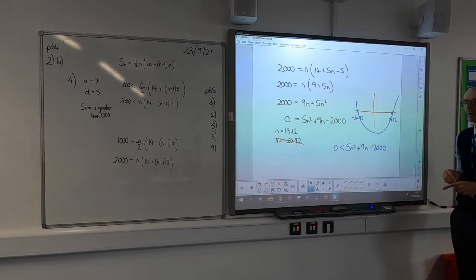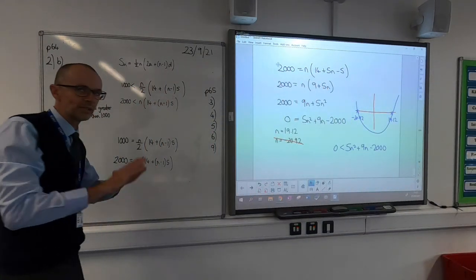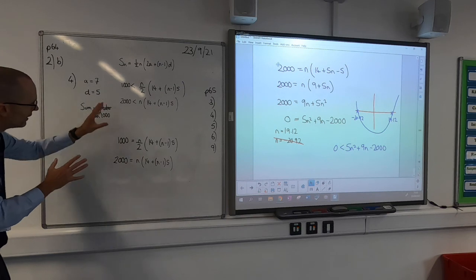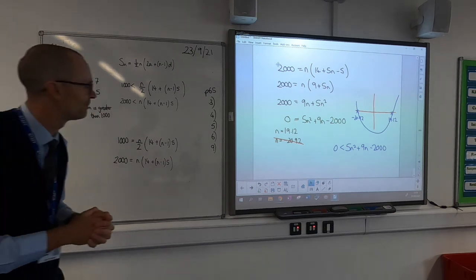It's the same thing. Some people cope very well with inequalities and it's not a problem at all, but sometimes it's a bit of a thing. So make it equal to 1,000 and just realise you're not going to get a whole number. The answer's 20 anyway.